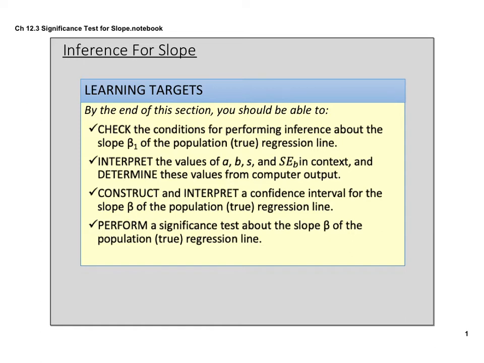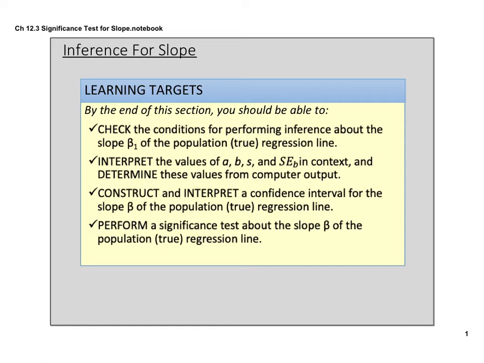Here we go. So we've been talking about inference for slope in section 12.3. We talked about what the conditions are. We talked about what that slope looks like, the sampling distribution of the slope, the linear regression line, the residuals, all that stuff. We looked at the conditions. Then we talked about calculating a confidence interval, a CI, for that slope. Today we are going to actually perform a significance test for that slope.